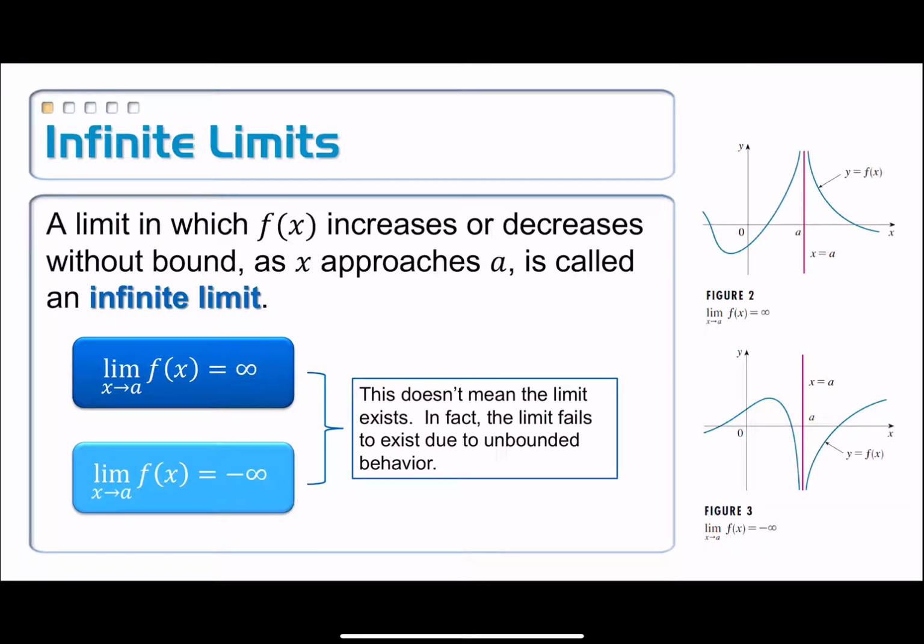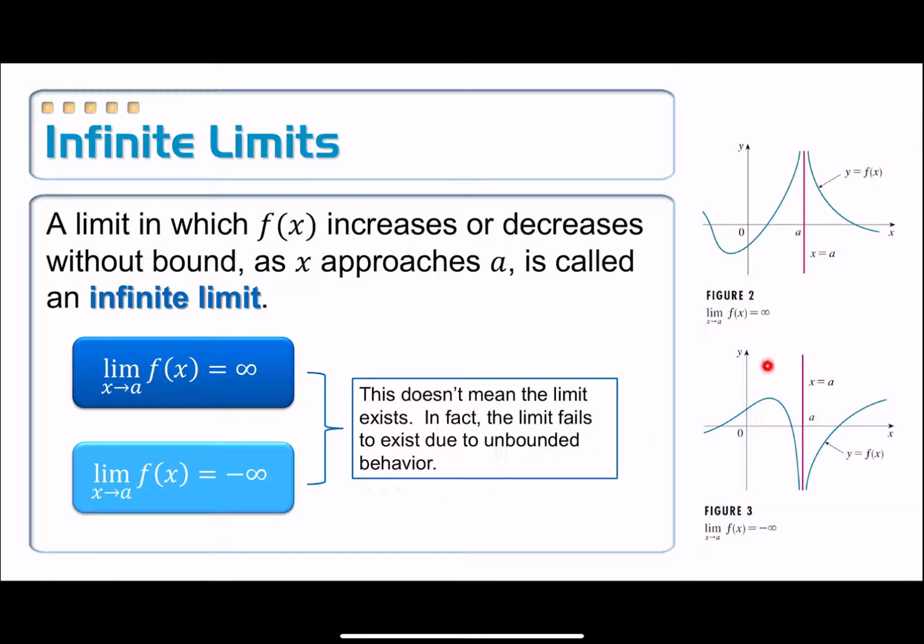Now, this is an important note here. This doesn't mean that these individual limits exist because I put the little equal sign, and we're not saying that it's actually a number that is equal to infinity, because that's impossible. This is just convenient notation to indicate that this limit does not exist due to unbounded behavior, but it does a little something extra. It tells us what direction the graph is going. This one's going upwards, increasing without bound, and this one's going downwards, decreasing without bound.